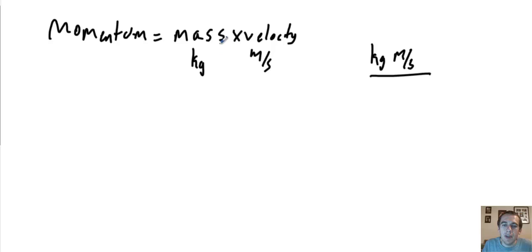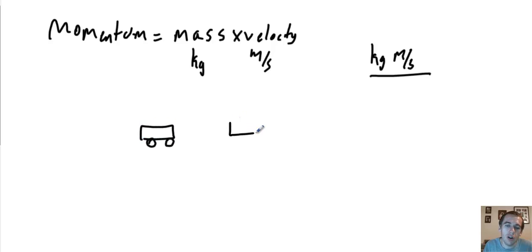But because it does depend on mass and velocity, there's a couple interesting things that happen. First, it doesn't matter how much mass something has. If its velocity is 0, if it's at rest, it has no momentum. So an elephant standing still has less momentum than a mouse running across the ground because the elephant's not moving. The other thing that happens is velocity is a vector. So velocity actually has a direction.